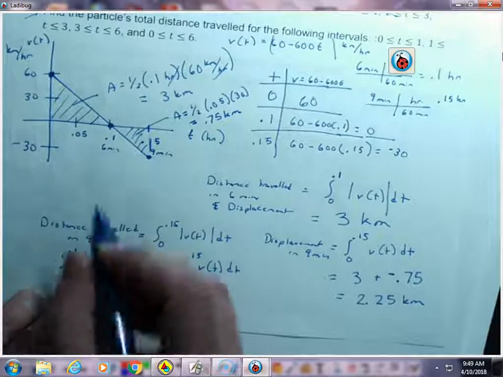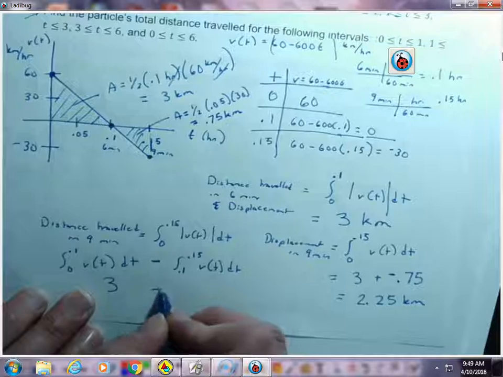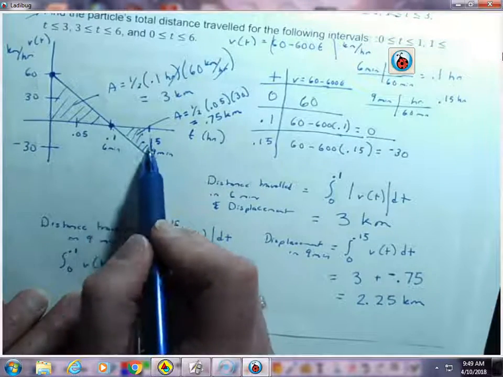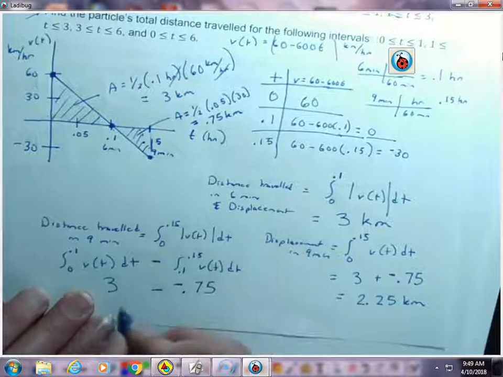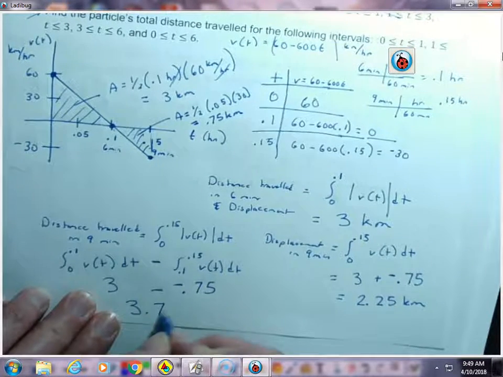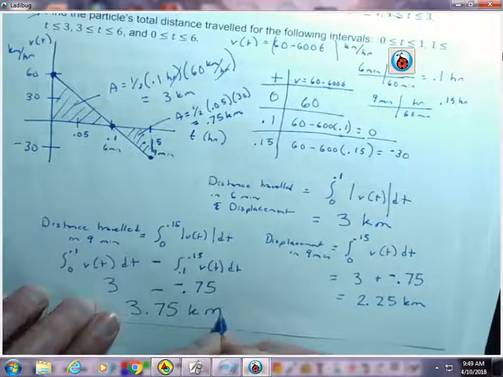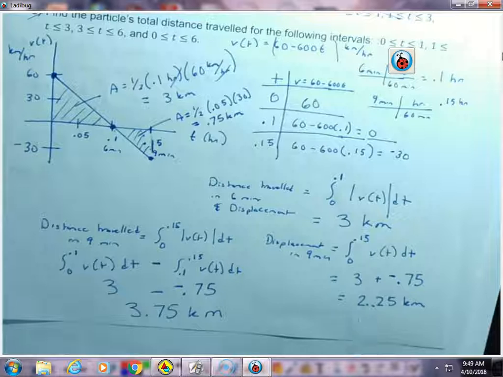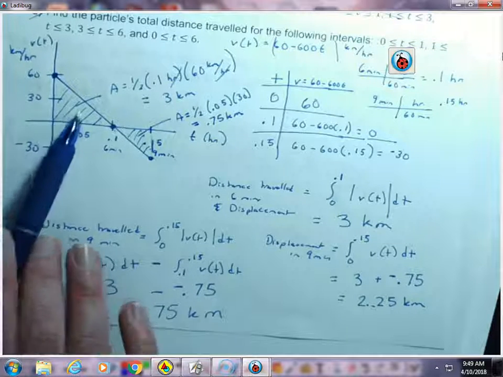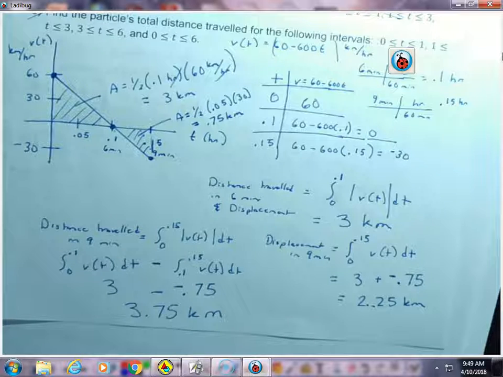So for this one, the integral would be 3 minus this integral, because it's below the x-axis, is negative. So minus a negative 0.75. So that tells you that I traveled 3.75 kilometers total. So this is displacement. Compared to where I started, I'm 2.25 kilometers ahead. But I've traveled a total distance of 3.75 kilometers because I went 3 kilometers forward and 0.75 kilometers backwards. Is that all right?